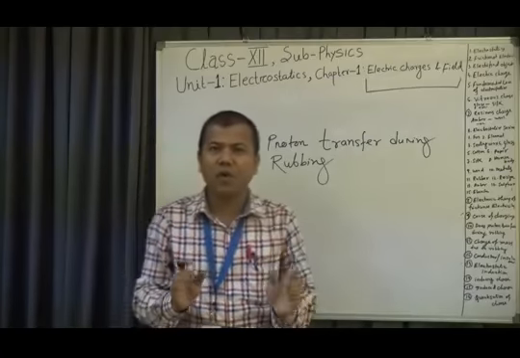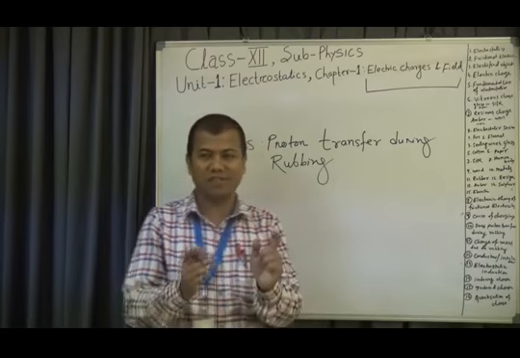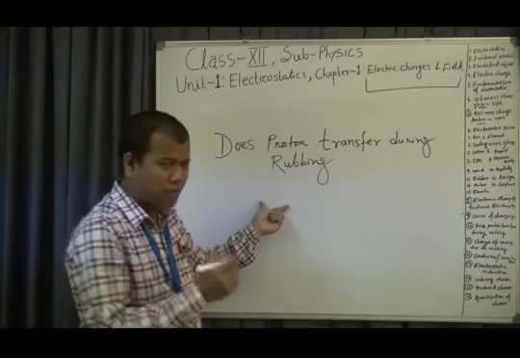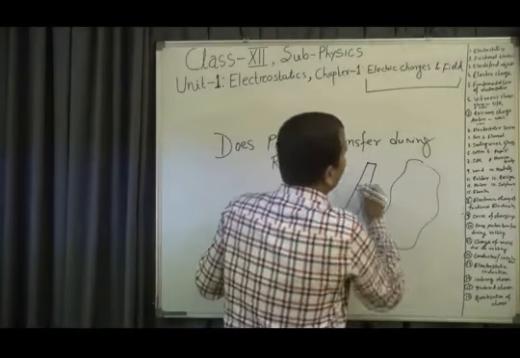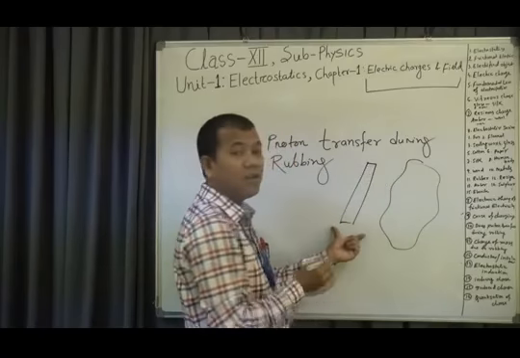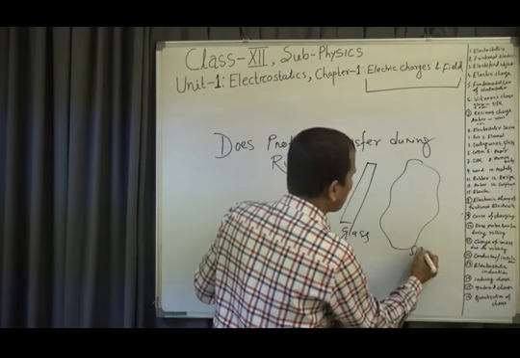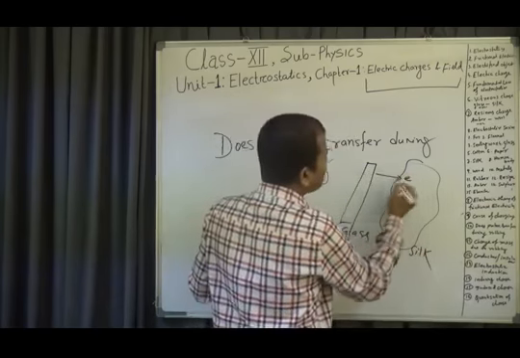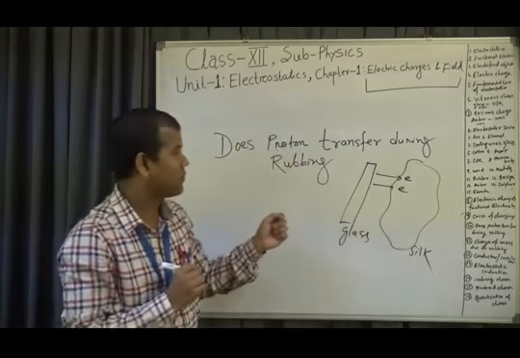Whenever you rub one glass rod with a silk cloth, again and again, I am telling this example because it is very simple and easy. I told that electrons will be transferred, right? What did I say? I said whenever you rub this glass rod with this silk cloth, electrons will be transferred. What? Electrons. But what about the protons?